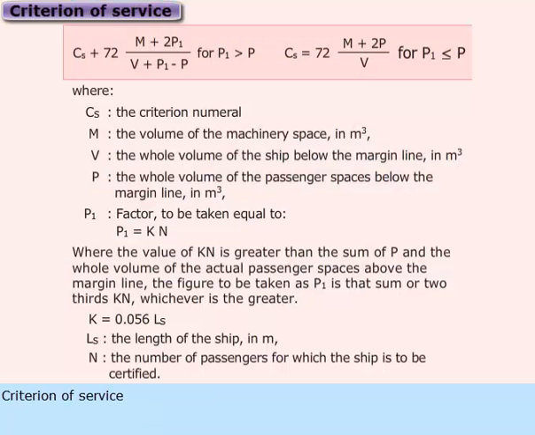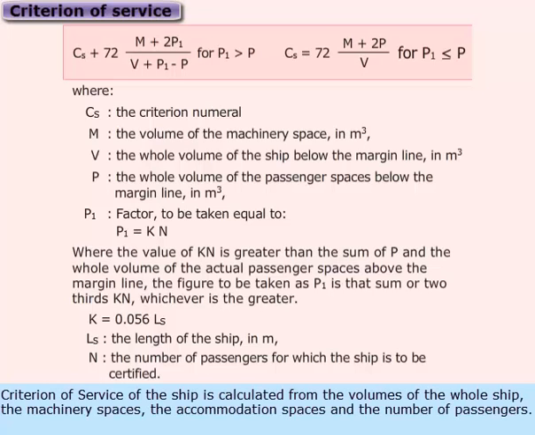Criterion of service. Criterion of service of the ship is calculated from the volumes of the whole ship, the machinery spaces, the accommodation spaces, and the number of passengers.